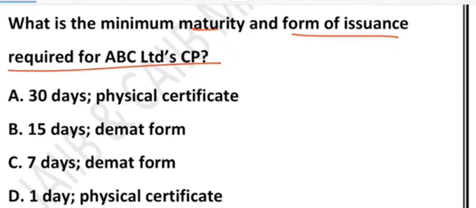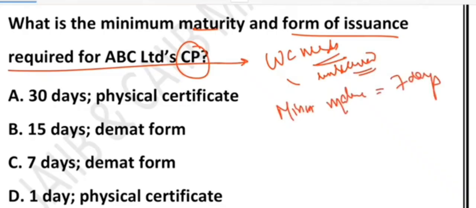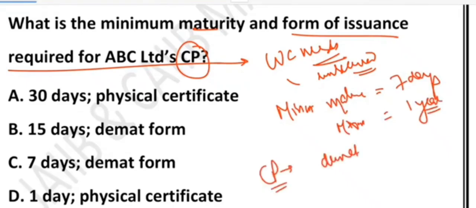So I told you this CP is a commercial paper. It is a kind of short-term borrowing tool used by companies to raise money quickly. It is usually used for working capital need. And it is unsecured, meaning no collateral, and it is issued at a discount for a fixed maturity. As per RBI guideline, the minimum maturity for CP is 7 days, and the maximum maturity is 1 year. And one more thing is that CP is issued in demat form. Demat means electronic form, especially since banks can only invest in demat CP.